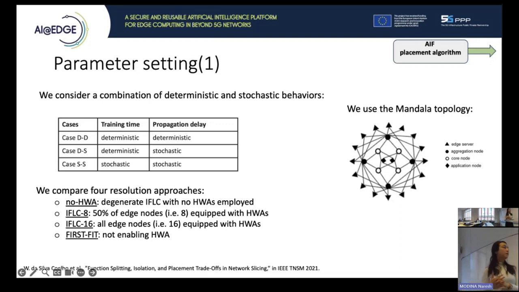And we have compared 4 resolution approaches. So we have used our model when no hardware is available. We also have used our model that we call IFLC when 50% of the nodes are equipped with hardware acceleration. And then we also have used our model when all the nodes are equipped with hardware acceleration. We compare all these to a first fit algorithm that will try to increase the number of IAFs and will stop once the end-to-end training time is not decreasing anymore.